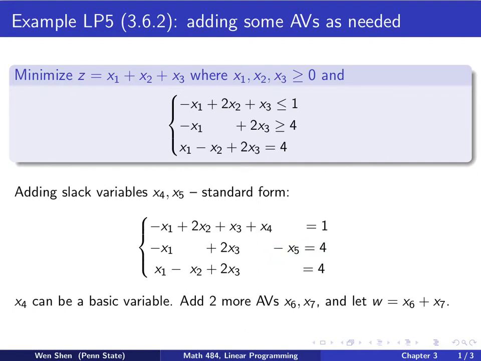So I will need to add two more artificial variables for the last two equations to introduce two more basic variables. Let's call them x6 and x7. They'll be added to the second and the third constraint. And then I define this w to be x6 plus x7. Okay, so hope that is clear, and let's go on.